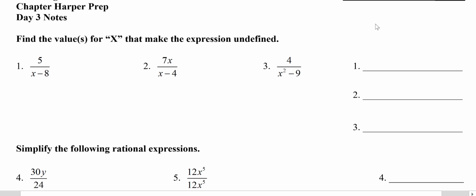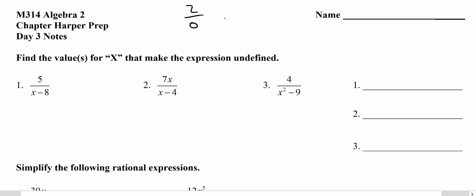All right, so the first thing is find the value of x that makes the expression undefined. So here's the deal. Let's say you got 2 over 0 and 0 over 2. If you put this in your calculator, 0 over 2 is equal to 0, and 2 over 0 is undefined. So if it's undefined, that means 0 is in the bottom. So for any of these problems, if I ask you to find the values for x that make the expression undefined, I only care about the bottom.